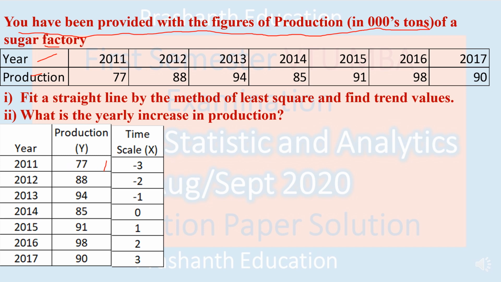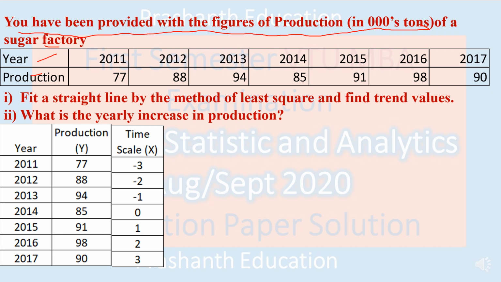I will represent it as x and this as y. This is y, this is x. This you need to remember. If you make a mistake here while taking x and y, your calculations will be different. So always take your year as x and production as y. This you have to remember while solving your time series least square method problem.